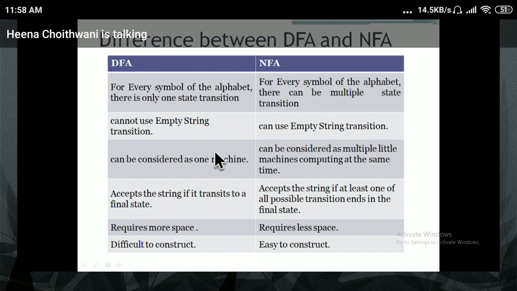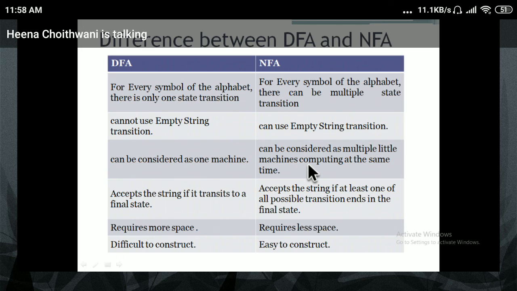A DFA can be considered as one machine, while an NFA can be considered as multiple little machines computing the same thing. Since DFAs are complete, we can consider them as one machine. Here in an NFA, since we are not completing each and every state, we can consider it as multiple little machines which are computing the same thing. Accept the strings if they transit to the final state.